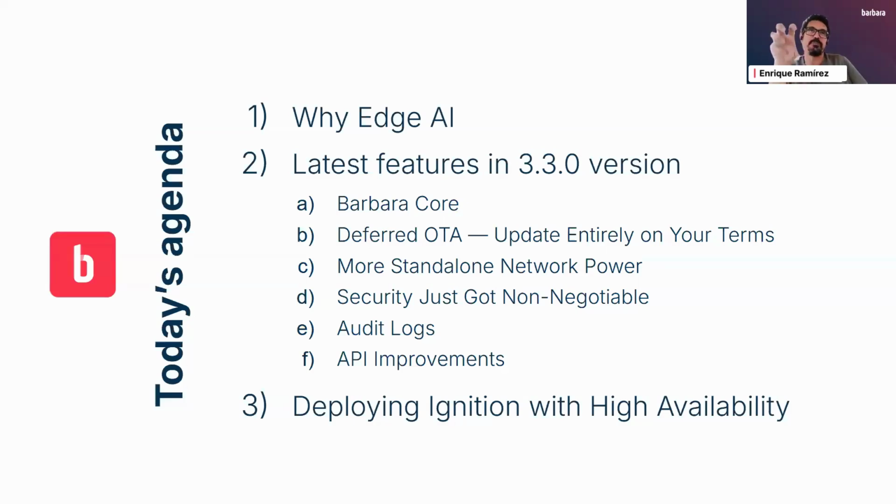I will start by speaking a little bit about what is edge AI, why do we need edge AI, and the advantage of moving all your workloads from the cloud to the edge. Then, to understand better what is Barbara and what functionality it offers to you. And then we will focus on the latest features in the 3.3.0 version. And finally, we will see how to deploy an Ignition with high availability.